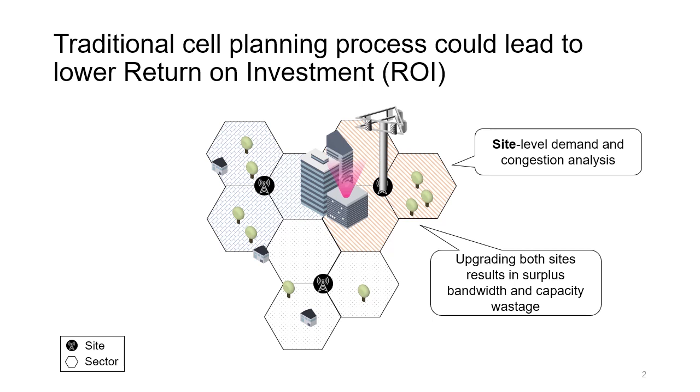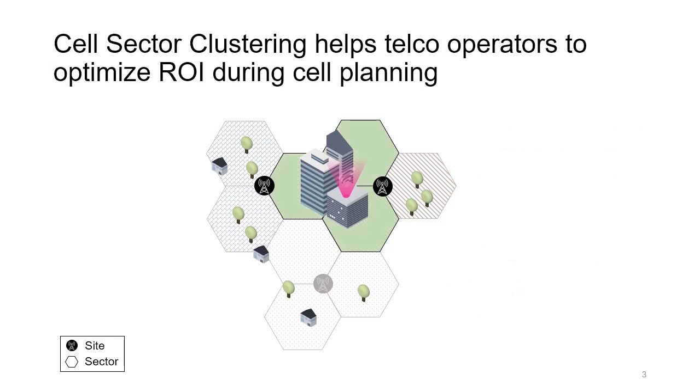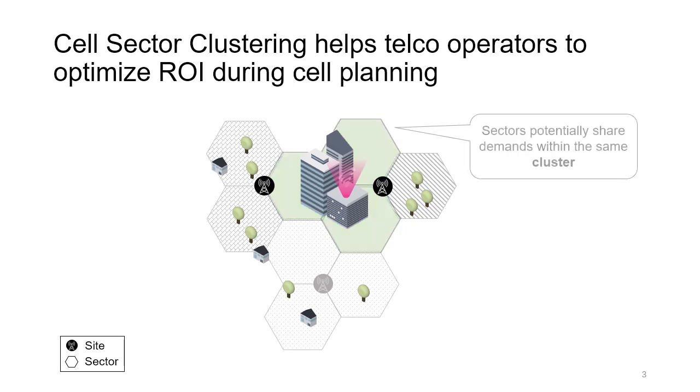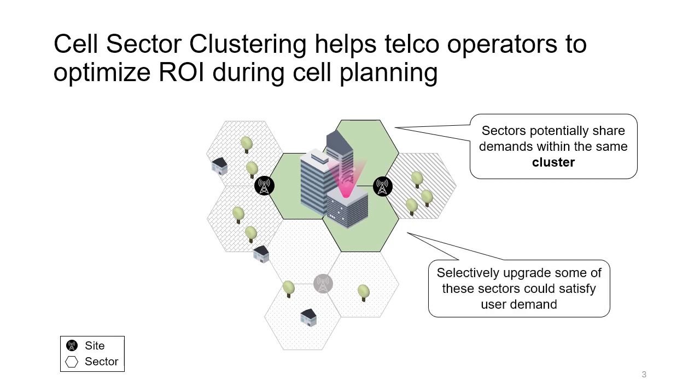If we instead view the user demand from sector level, we can see that only some sectors are covering the downtown area. Better still, these sectors may be able to share user demand such that only upgrading some of the sectors would help to ease congestion. This saves costs as compared to doing blanket upgrades and thus improves ROI. We call a group of sectors a cluster, and cell planning using clusters and sectors as base units instead of sites can optimize a telco operator's ROI.